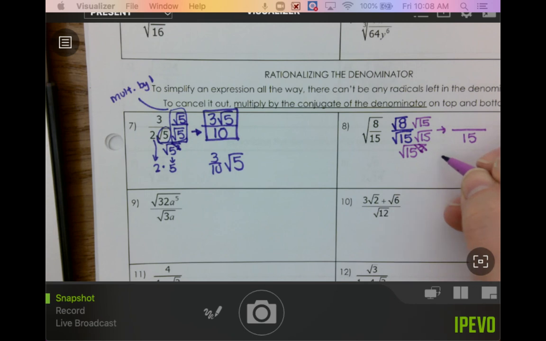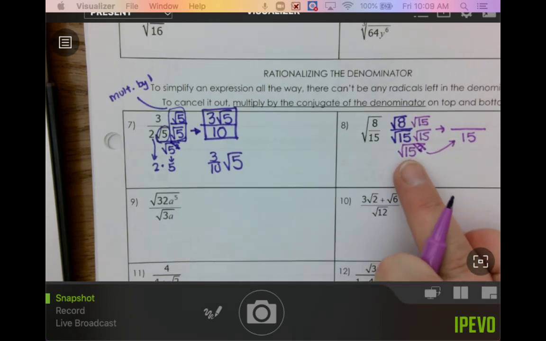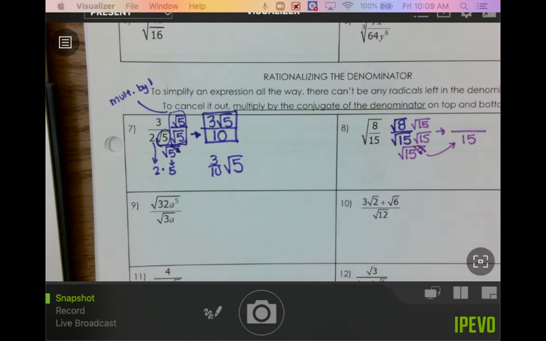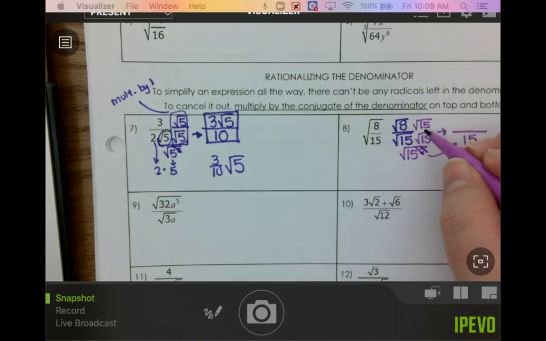You don't have to write this every single time. I'm just writing it right now to help you make sense of this problem. And then on the top, since those are both inside the square root, you can actually multiply the 8 and the 15. And that's going to give you the square root of 120.